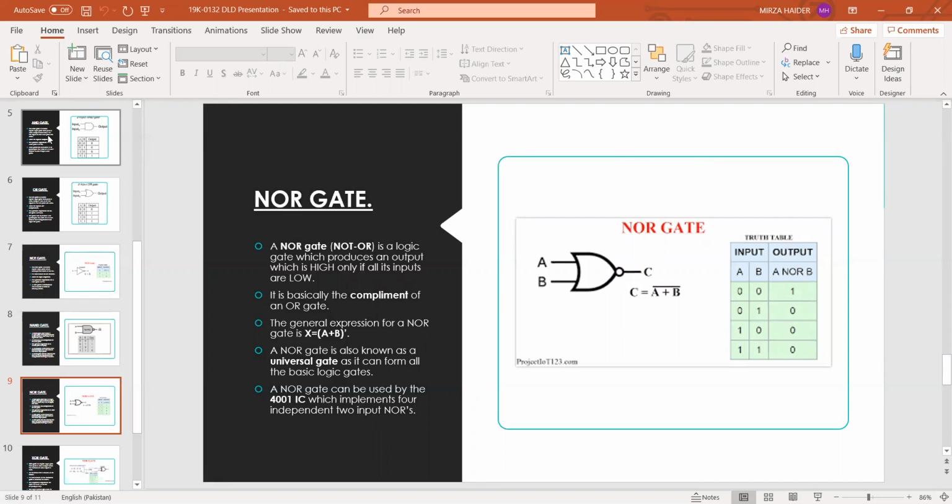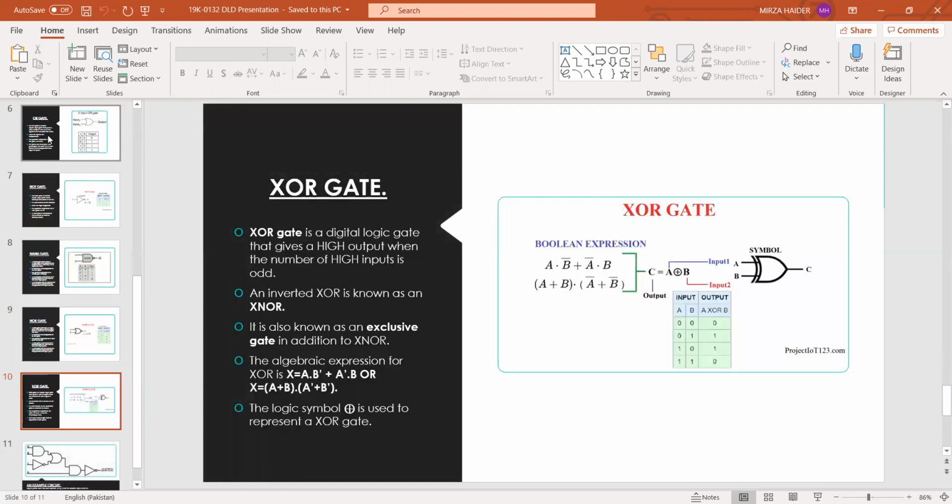A NOR gate is also known as a universal gate as it can form all the basic logic gates, like the NAND gate. A NOR gate can be used by the 4001 IC, which implements four independent two-input NORs. If we are to look at the image, we can see the basic representation of a NOR gate and its truth table. By observing the truth table, we can see that its output will always be low even if one of the inputs is high, and its output will be high only if both of its inputs are low.